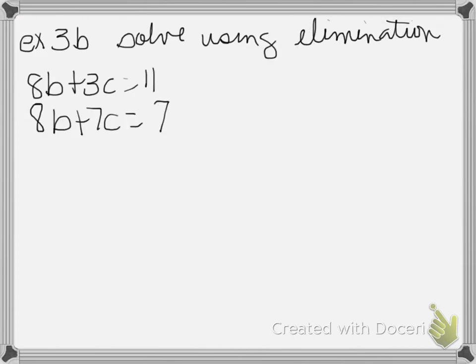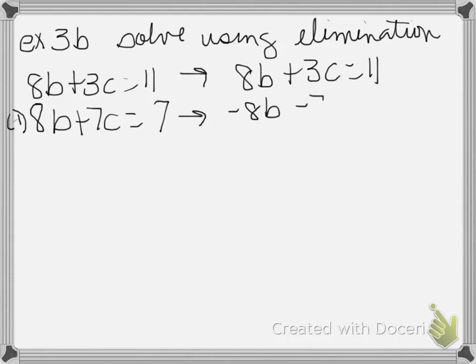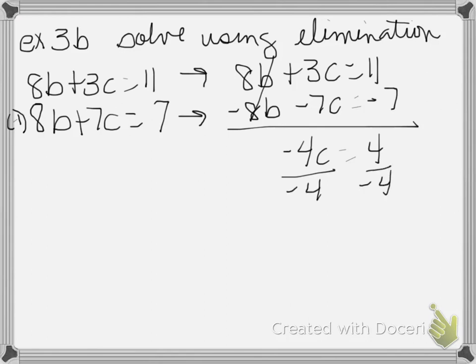Example 3b, in this case, instead of x and y, I have b and c. I can still do it, but if you'll notice, the b's are both alike. I need one of them to be a negative 1. So I'm going to multiply the second equation by a negative 1. I'm just going to recopy the first equation. And when I multiply the second equation, that's negative 8b minus 7c is equal to a negative 7. Now the b's go away, so that's negative 4c is equal to 4. Divide by negative 4, so c is equal to negative 1.